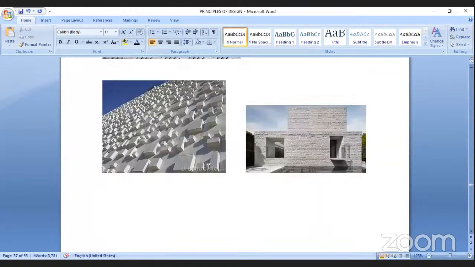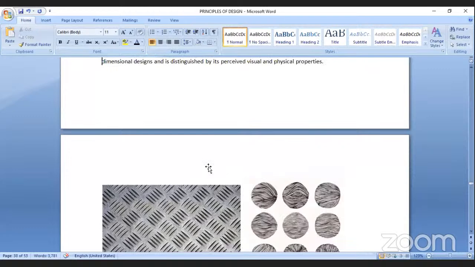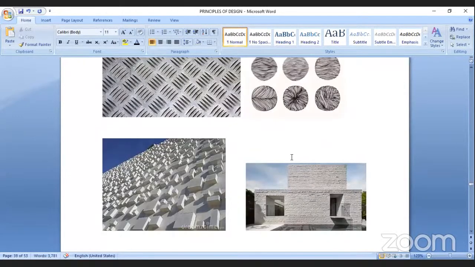Okay. This is the texture. Usually in architecture you see this, but in drawing also you can see that. Texture can be drawn on 2D spaces.